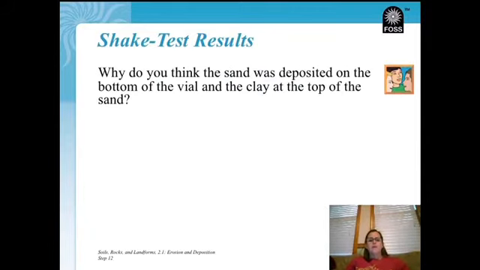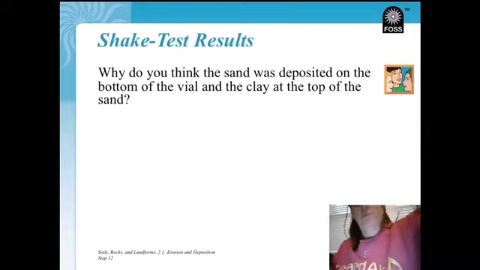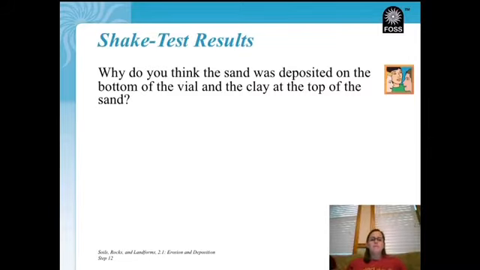Why do you think the sand was deposited on the bottom of the vial and the clay at the top of the sand? If you were thinking that sand is heavier and there are larger particles, then you're correct. So they settled first when the shaking stopped.